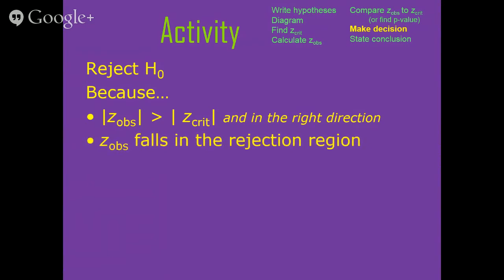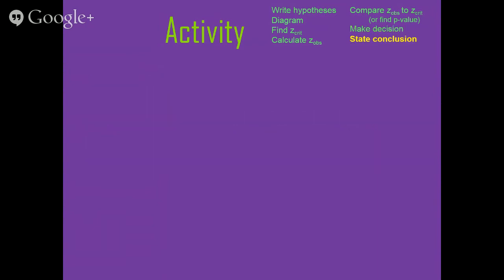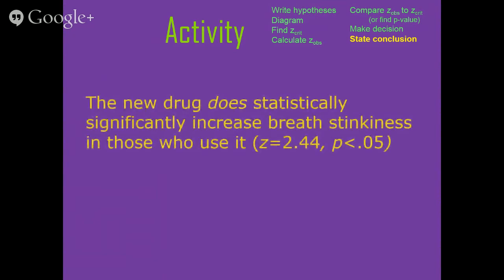Another way to say that is z observed falls in the rejection region. Another way to say that is p is less than alpha. So that green area was less than the red area. There you go. These are all reasons why you could say I reject the null hypothesis. So rejecting the null hypothesis is sort of the technical mathematical thing you concluded, but the conclusion for your study might be something like, the new drug does statistically significantly increase breath stinkiness in those who use it.